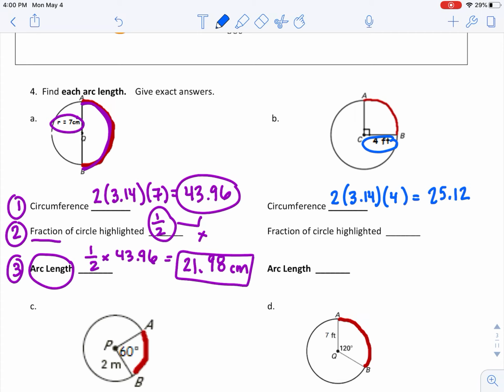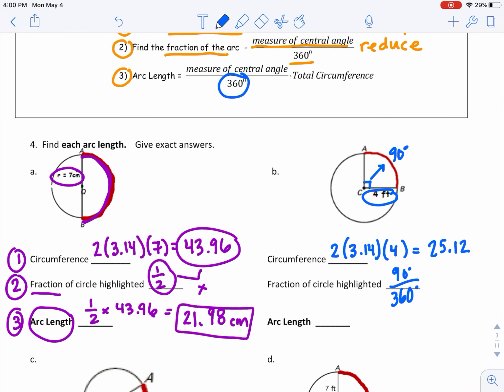What fraction of the circle is highlighted? Well, if I'm not sure, I know that that's a right angle, so that's exactly 90 degrees. So I write that as a fraction of the whole thing, and since it's a circle, the whole thing is always going to be 360. So that bottom of your fraction, as you saw up here, was always 360, and the top is just the measure of whatever that angle is. I'm going to reduce that fraction on my calculator to make sure I'm doing a reduced fraction.